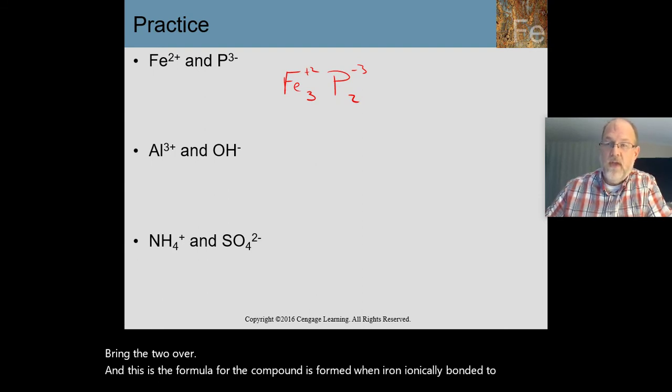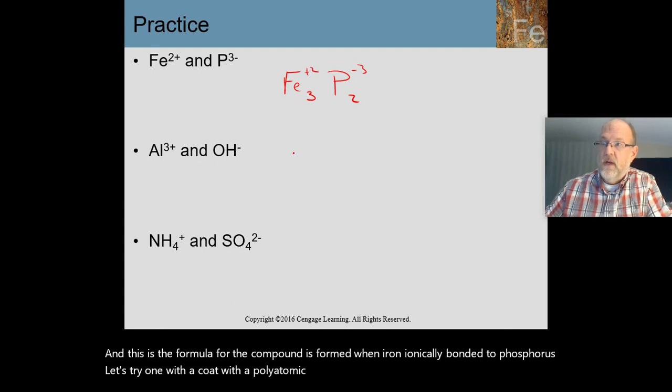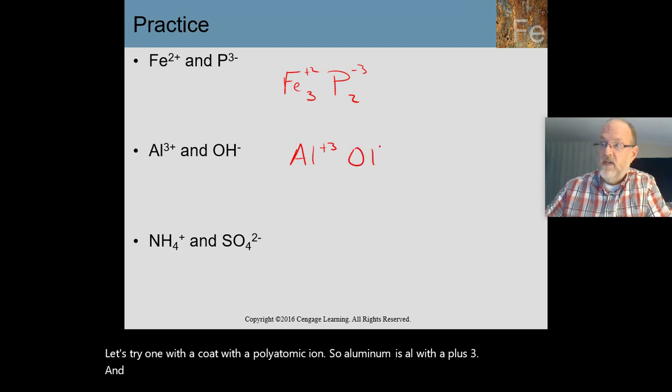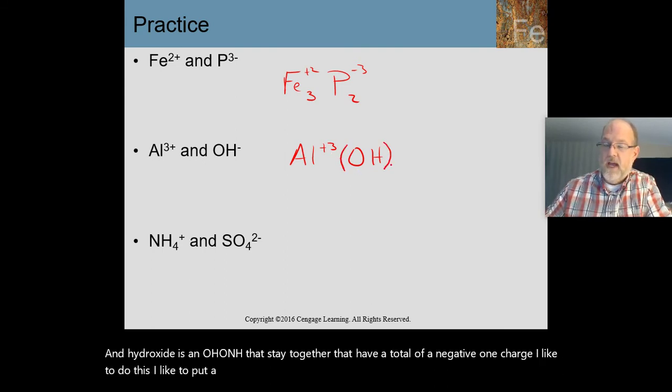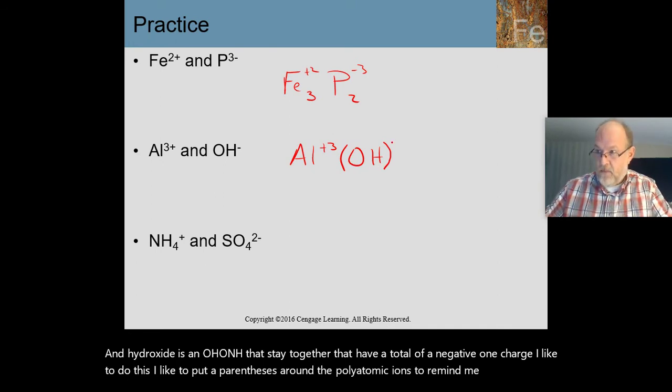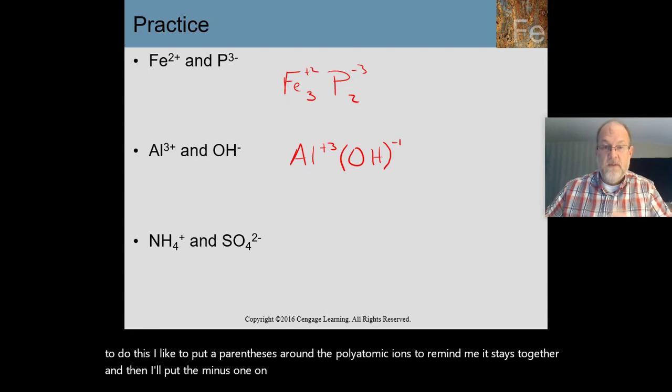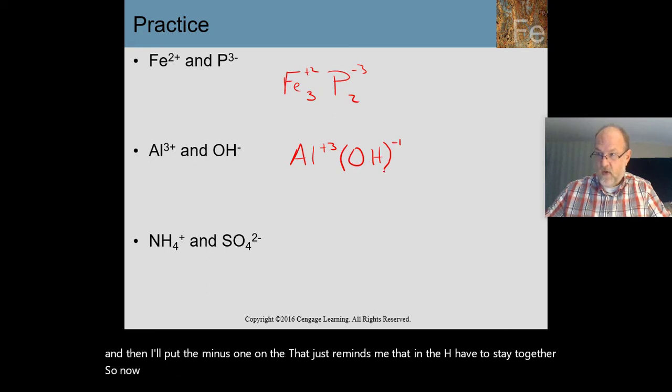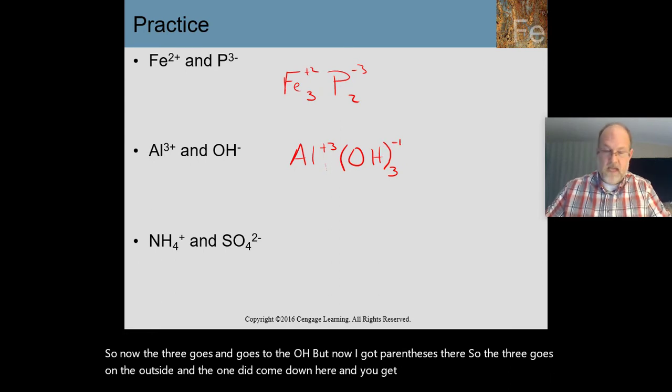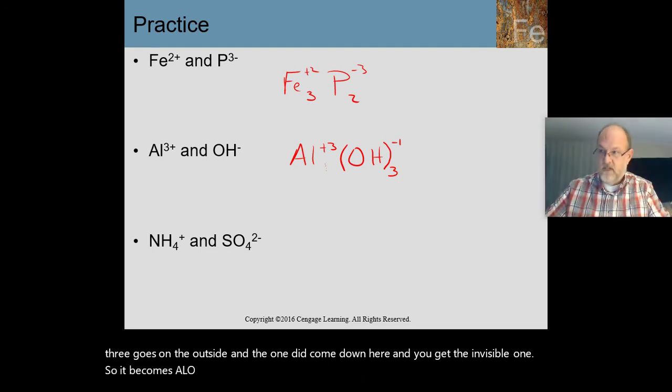Let's try one with a polyatomic ion. Aluminum is Al with a +3, and hydroxide is OH, an O and an H that stay together that have a total of a -1 charge. I like to put parentheses around the polyatomic ions to remind me it stays together, and then I'll put the -1 on the outside. That just reminds me that the O and the H have to stay together. So now the 3 goes to the OH, but since I have parentheses there, the 3 goes on the outside. And the 1 comes down here, the invisible 1. So it becomes Al(OH)3.